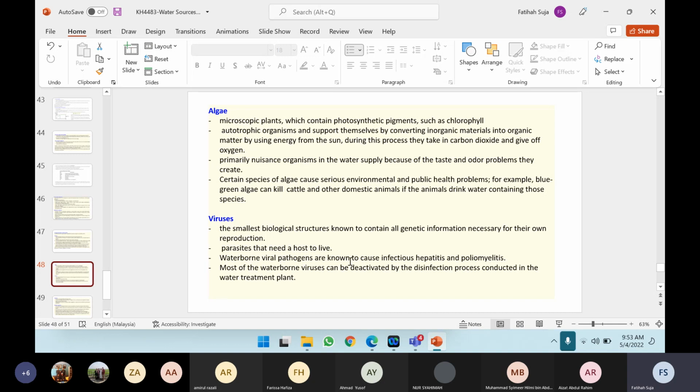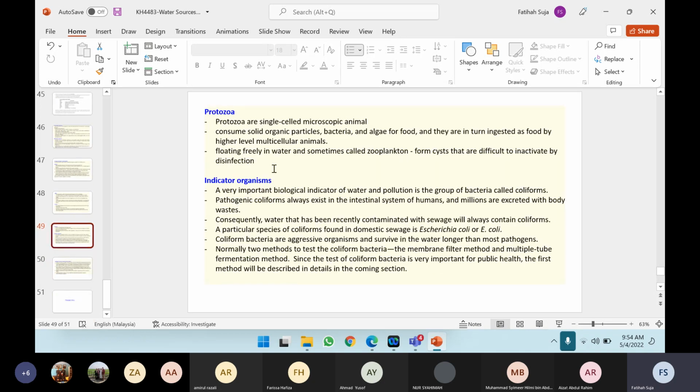Waterborne viral pathogens are known to cause infectious hepatitis and poliomyelitis. Most of the waterborne viruses can be deactivated by the disinfection process conducted in the water treatment plant. Okay, and then you can also have protozoa floating freely in water and sometimes called zooplankton, form cysts that are difficult to inactivate by disinfection.